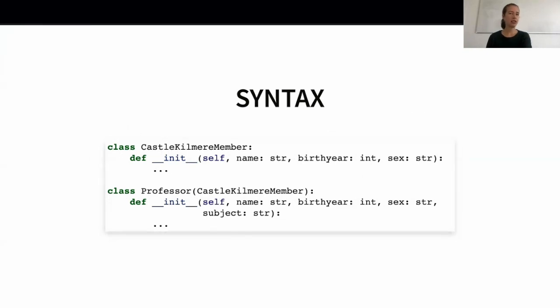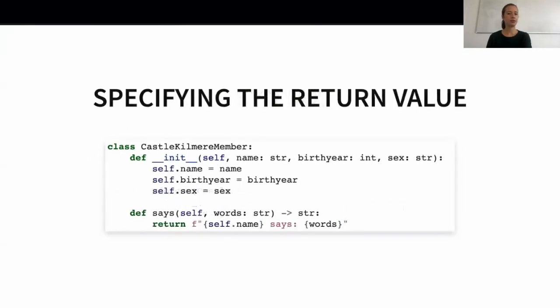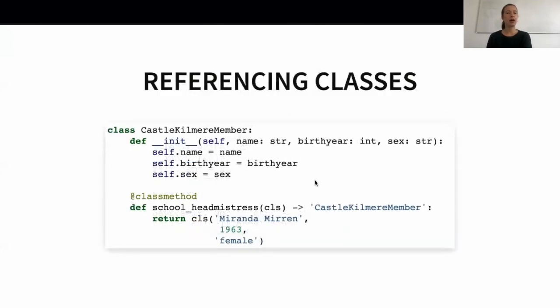We can also specify the return value of a function. Our says function takes a string of words as an input and returns a string. This is expressed by the following syntax: an arrow followed by the type of the return value followed by a colon. We can also reference more complex return types, for example, classes. Our class method, school headmistress, returns an instance of the Castle Kilmere member class. This can be specified by using the name of the class as a type annotation for the return value.